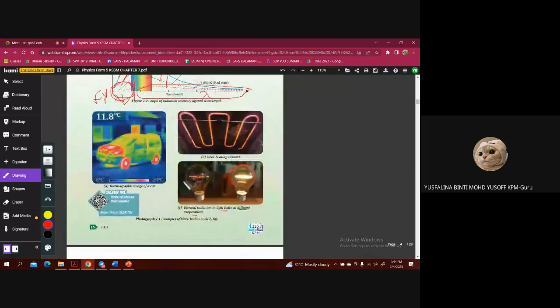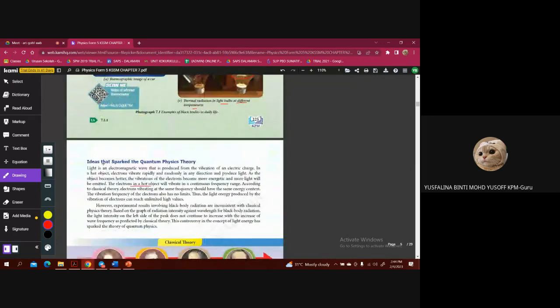So this is actually the basic theory. But then there are ideas that spark the quantum physics theory. So what happened? How come we can say that suddenly the light is actually like a particle? It's wave-particle duality. It can be like a pack of objects, or maybe they can act like a wave. They can act with two characteristics: it can be a pack, or it can also act as a wave. That one we will learn later.